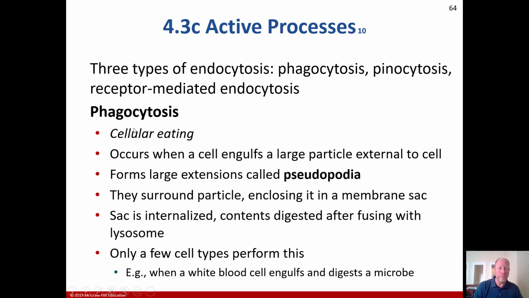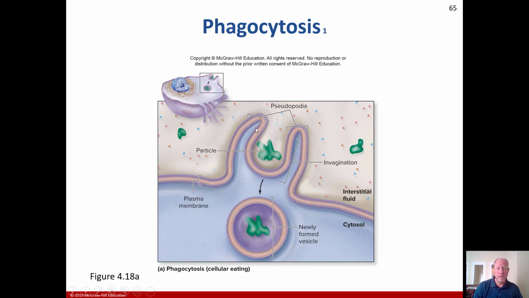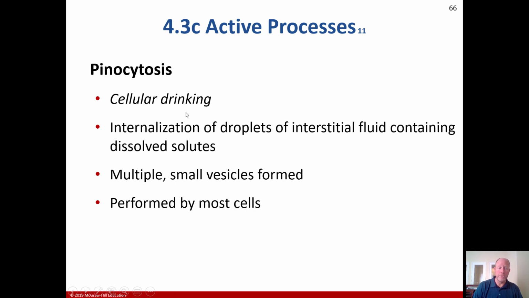We're talking about cellular eating for phagocytosis, when a cell engulfs a large particle and forms large extensions called pseudopodia, and they surround the particle and then close in that sac and then digest it after fusing with the lysosome. It's when a white blood cell, a phagocyte, essentially engulfs and digests a microbe. There you can see those extensions coming out and engulfing and digesting that substance. Cellular eating.